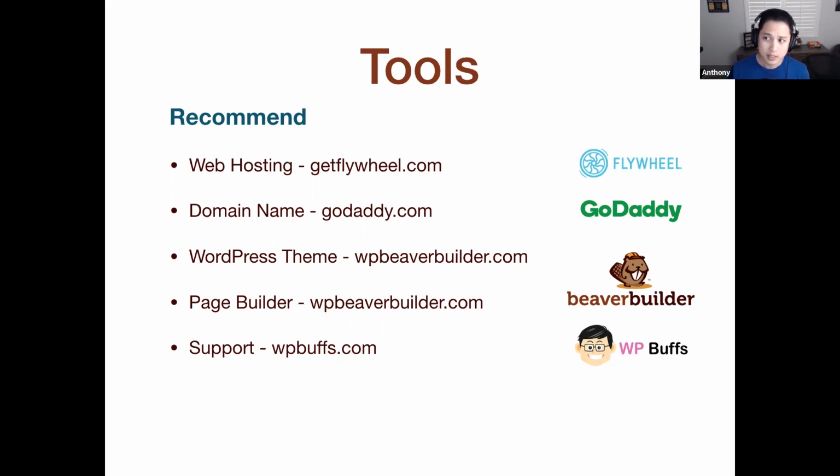It's about $12 a year for a domain. So it's very affordable. And then the WordPress theme and the page builder that I'm going to show you today is by Beaver Builder. And then, of course, our good friends at WP Buffs. Like I said, it's great for WordPress support. They offer 24/7 WordPress support and maintenance, so do check them out.